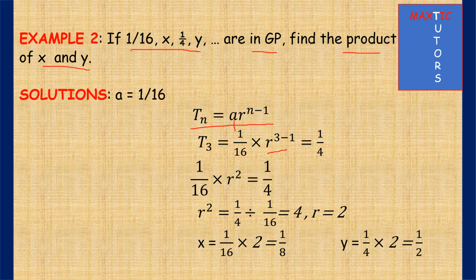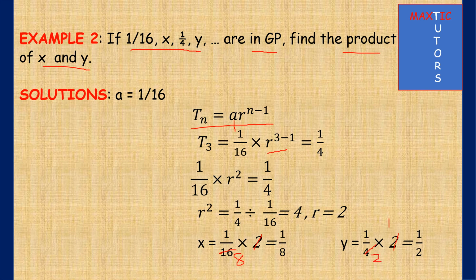The opposite of multiplication is division. So R raised to power 2 is 1 over 4 divided by 1 over 16. And that will give us 4. So if you find the square root of R raised to power 2 and 4, then you have R equals to 2. If R equals to 2, then X is 1 over 16 times 2. 2 here 1, 2 here 8. So X equals to 1 over 8. And how do you get Y? It will be 1 over 4 times 2, which is 2 here 1, 2 here 2. So Y equals to 1 over 2.